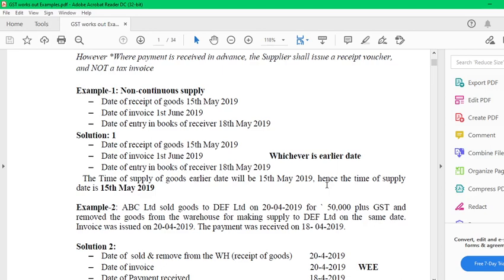The payment date is not given. Maybe the same date may be the payment date also. Whichever is earlier. Here it is 15th May 2019, which is the receipt date. 1st June 2019 is the invoice date, and the entry is on 18th May. The earlier date is 15th May 2019. Hence, the time of supply is considered as 15th May 2019.